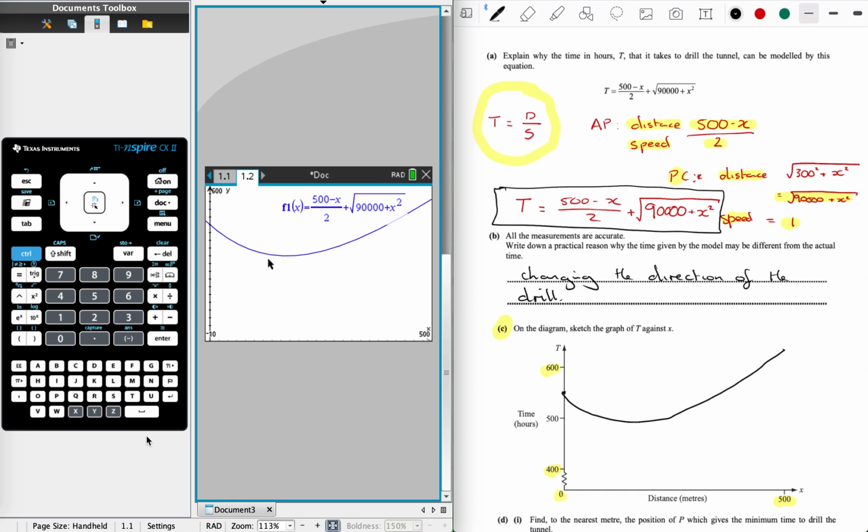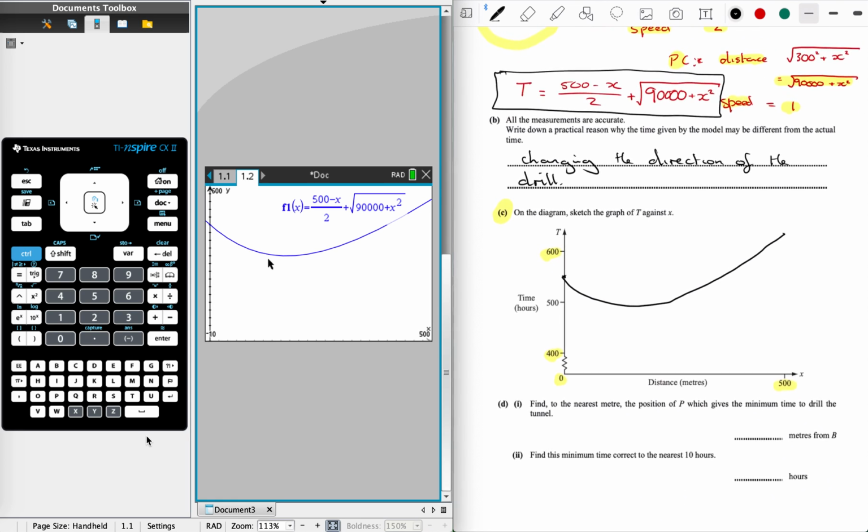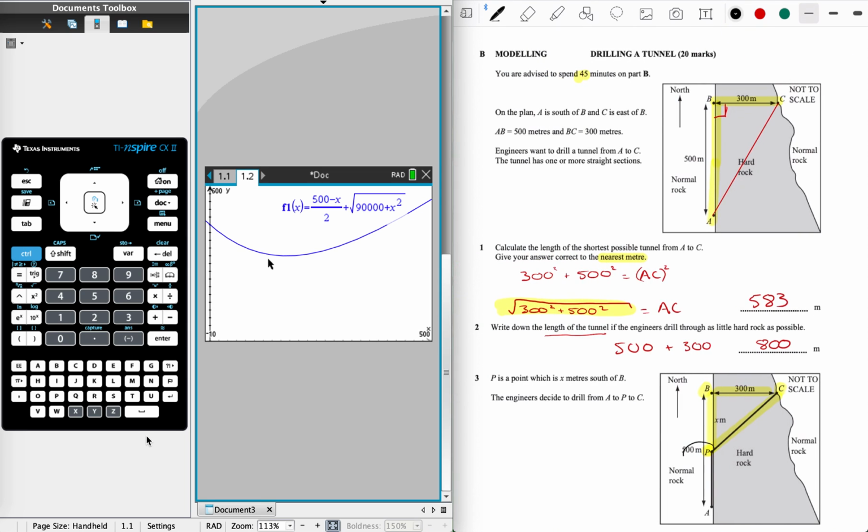Not too bad. Okay, find the nearest meter to the position where P gives a minimum time. So worth just looking at what the variables are. So P minimum time. So we've got time, the position of P. So P, just to give it context, was this point here.